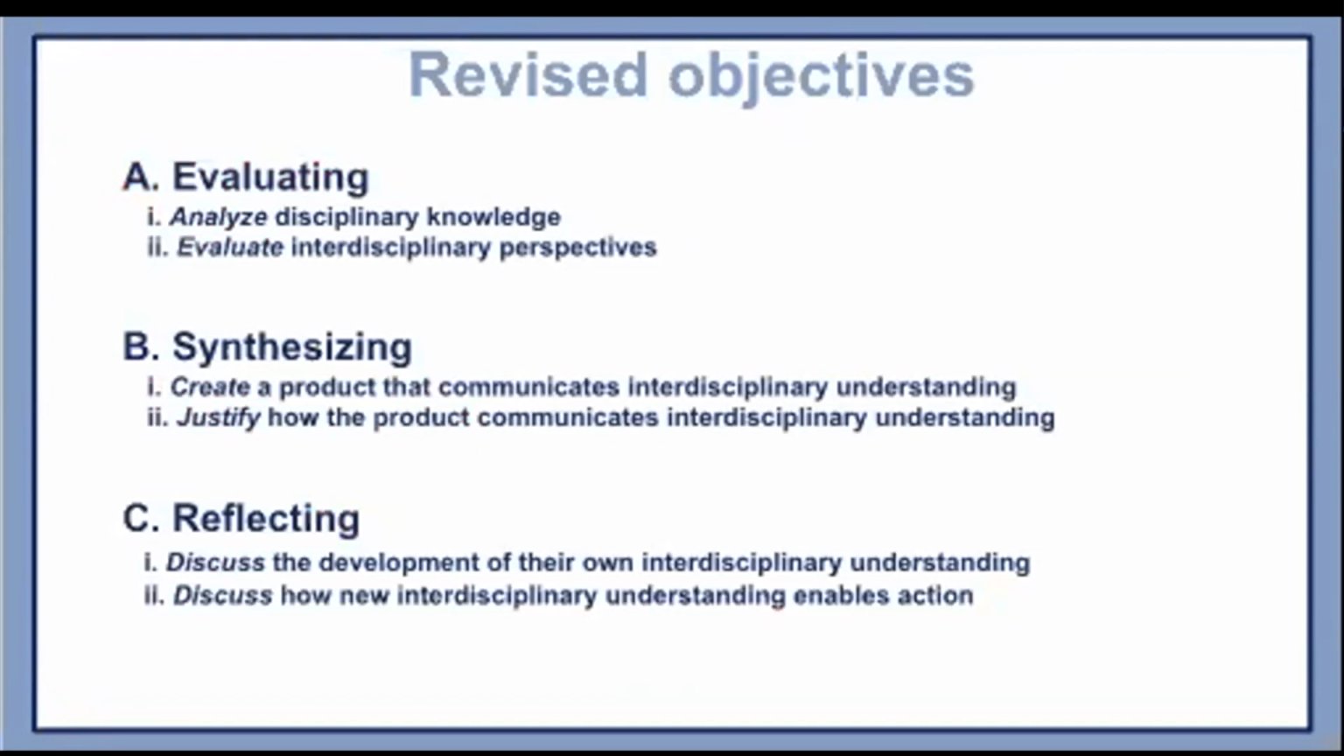But first, take a moment to look more closely at where the deleted objective, communicating, is now assessed. We can see that in objective B, the product needs to communicate something. And we can see that students will need to communicate their thinking in order to demonstrate their achievement in all of the other objectives.